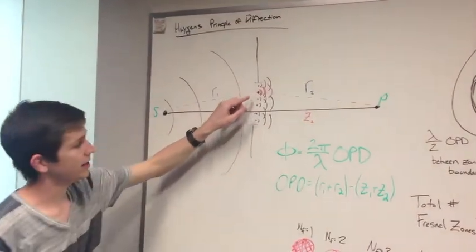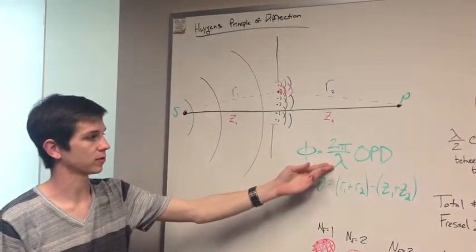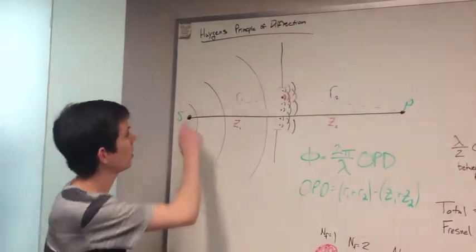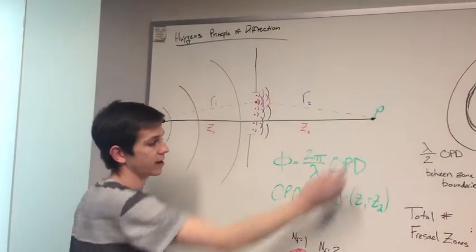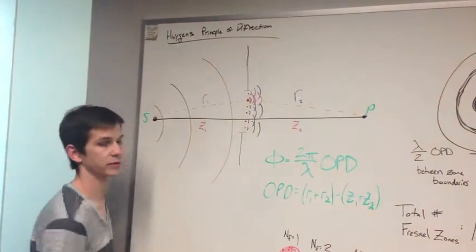We can figure out the phase relative to the on-axis case from this formula here, where the OPD is dependent on the off-axis travel length in comparison to the on-axis travel length, as denoted by this equation right here.